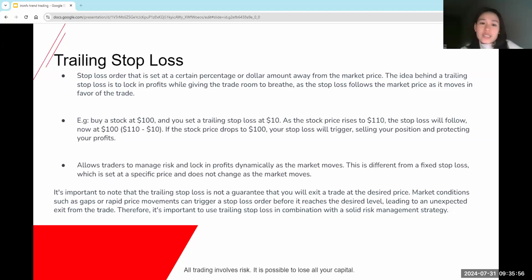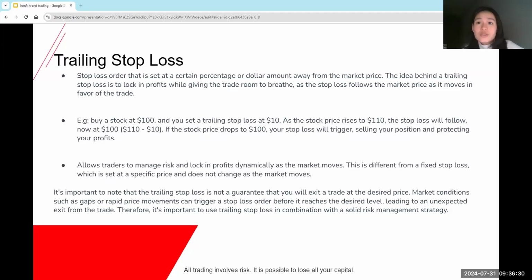What exactly it is: it's a type of stop loss order that is set at a certain percentage or dollar amount away from the market price. The idea behind a trailing stop loss is to lock in profits while giving the trade room to breathe, as the stop loss follows the market price as it moves in favor of the trade. You can read the example on your own. But basically, if the price drops to a certain amount, the stop loss will trigger and sell your position and protect your profits.